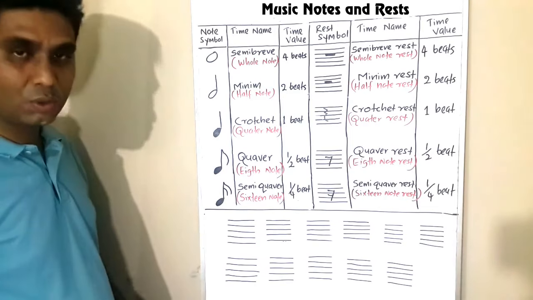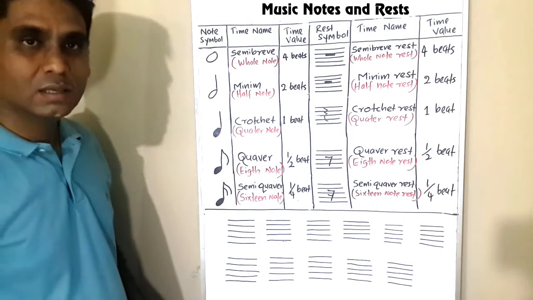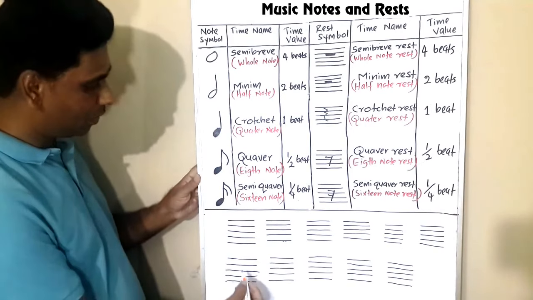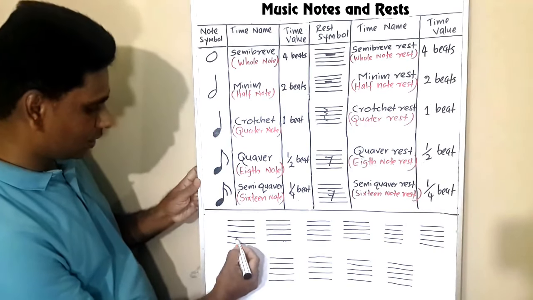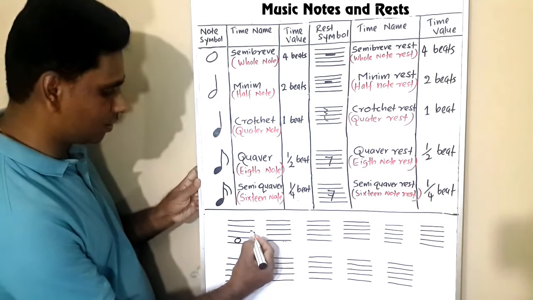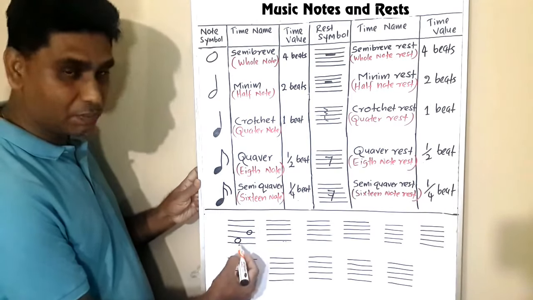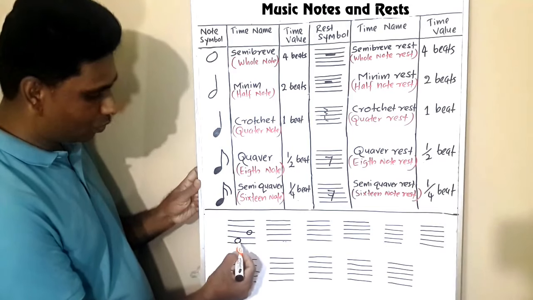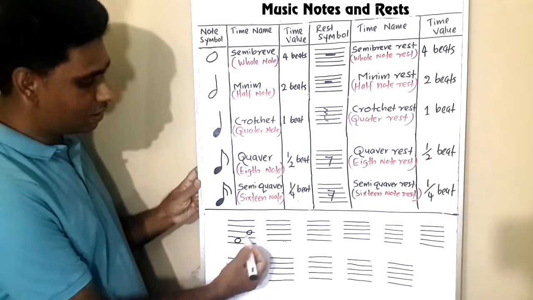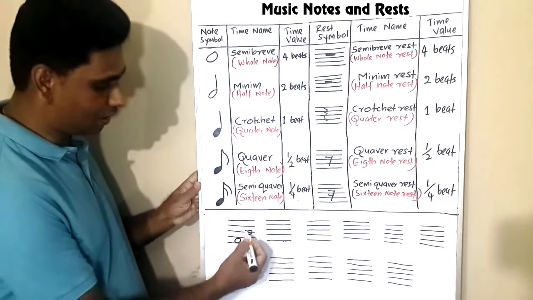Now I'm going to show you how to draw the music notes and the rests. First we'll take the semibreve. Semibreve can be written either in a space or on a line. When you write in a space, both lines should touch the note. When you write on a line, the note has to be in the middle of the line.